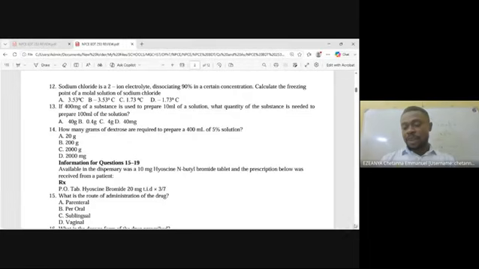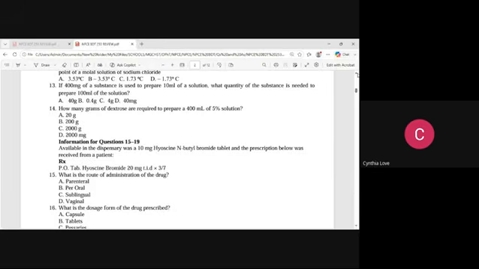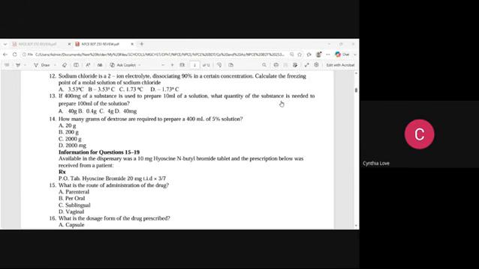We have dwelled so much on this question. Let's go to the next question. Question 13. So please let Chinenye in. Okay. Read question 13. If 400 milligrams of a substance is used to prepare 10 ml of a solution, what quantity of the substance is needed to prepare 100 ml of the solution?